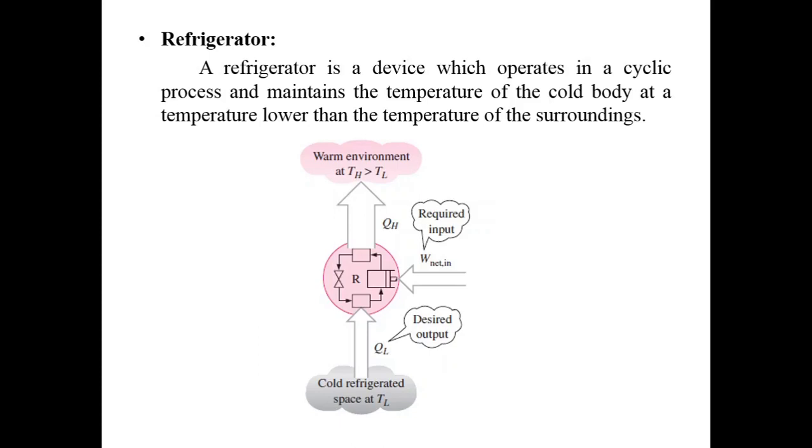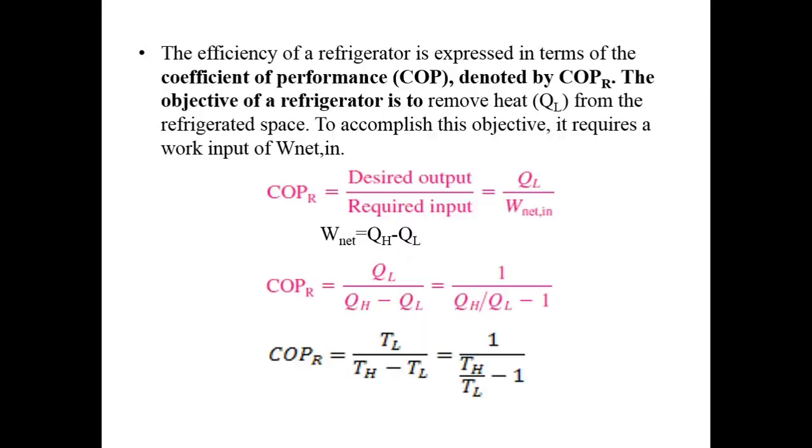A refrigerator is a device which maintains the temperature below the atmosphere. Therefore, heat should be extracted from the cold body, absorbed by the refrigerator and sent to the sink. Look at the illustration. Here the work done is given as input to the refrigerator. The refrigerator absorbs the heat from the cold space and sends it to the sink.